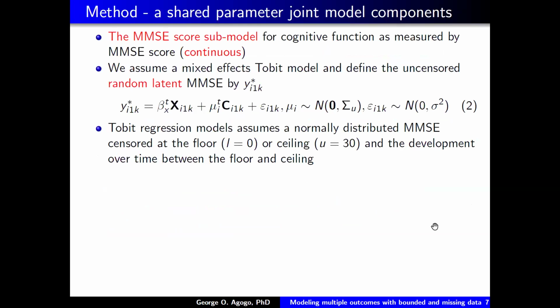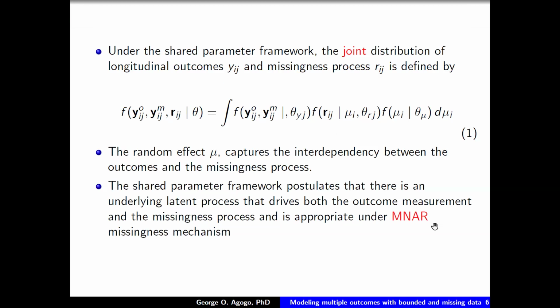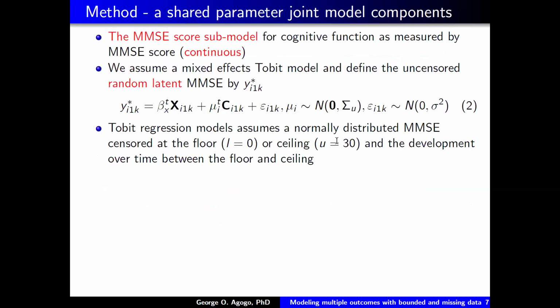Now, under the joint modeling framework here, I said we have different components. We have the outcome subcomponent and the missingness component. Based on this presentation and this work, we have the cognitive function subcomponent, the functional disability subcomponent, and the missingness subcomponent. So our joint model here has three components: two outcome components and the missingness component.